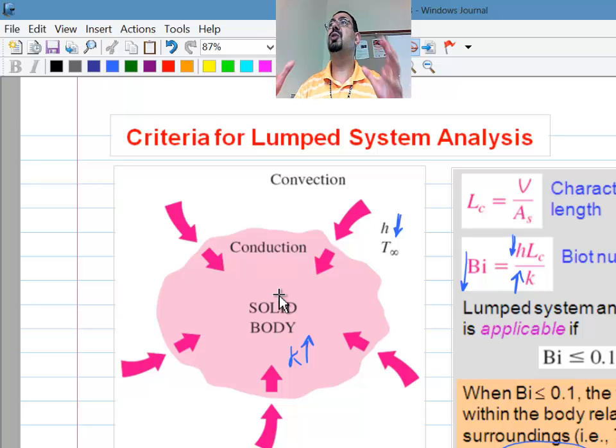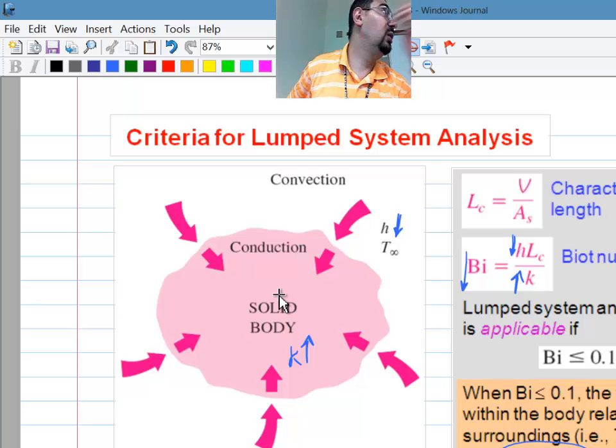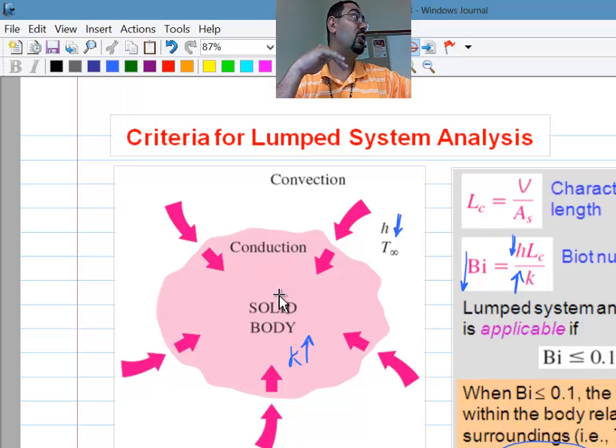We can just think this piece of meat is one piece. What if the Biot number is 1? Well, no, then K is not really winning. So for K to win that competition and make the whole thing sit at one temperature, the Biot number needs to be less than 0.1. All right? 0.01 is even better, right?